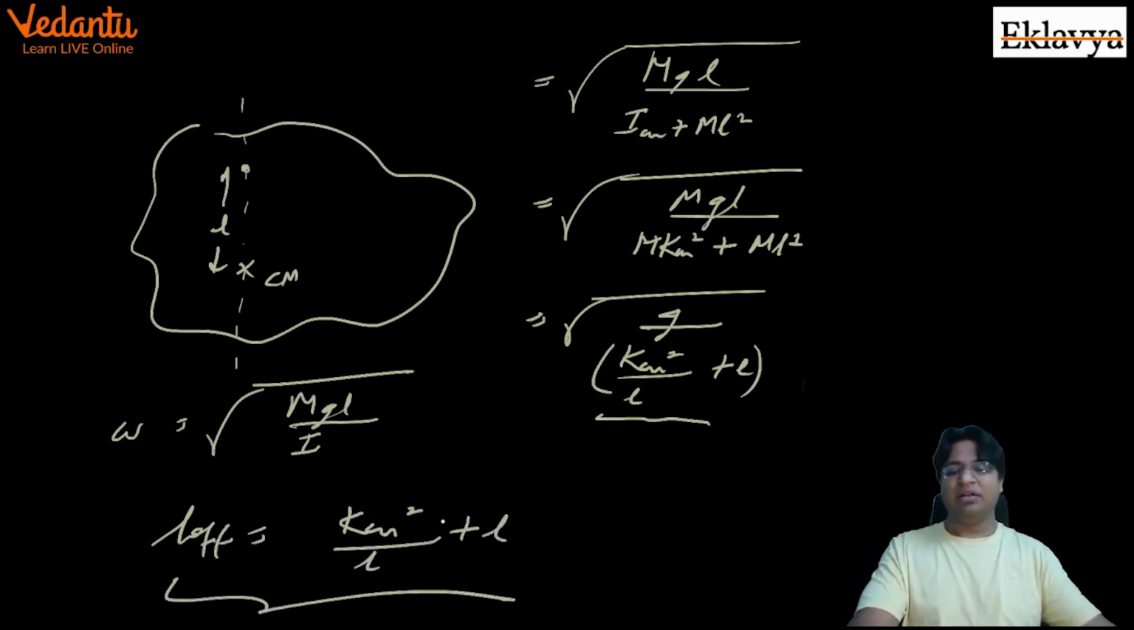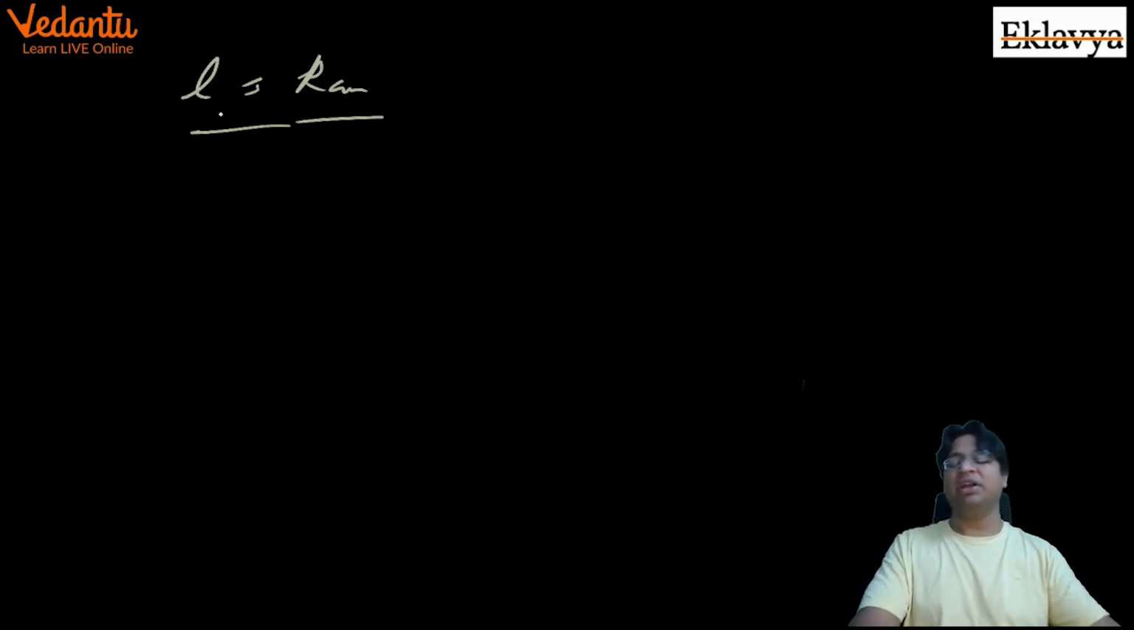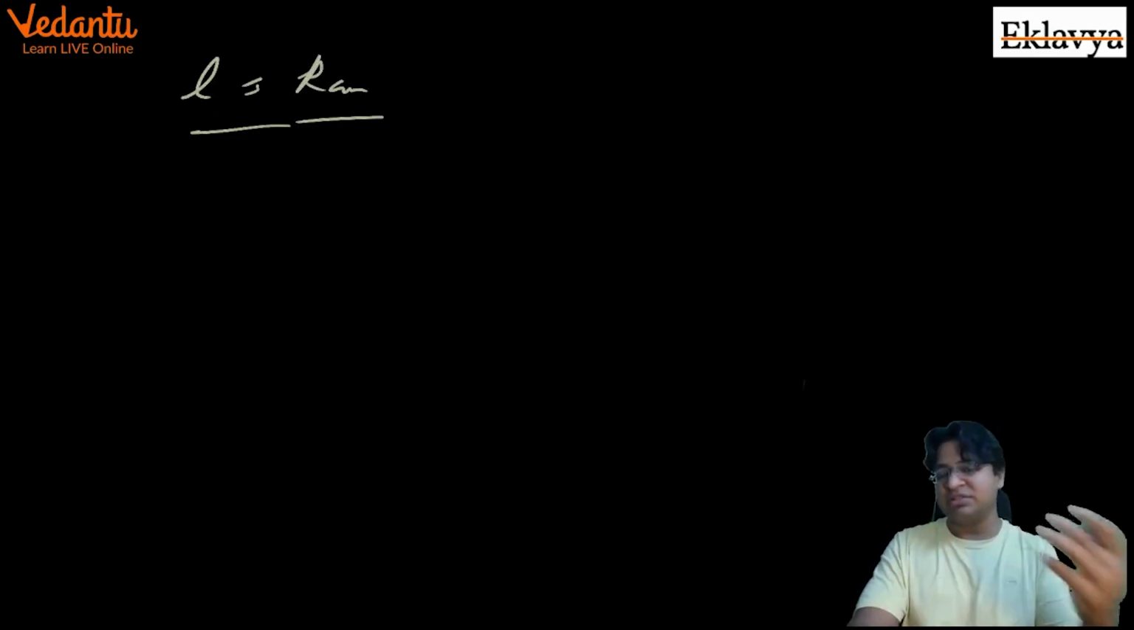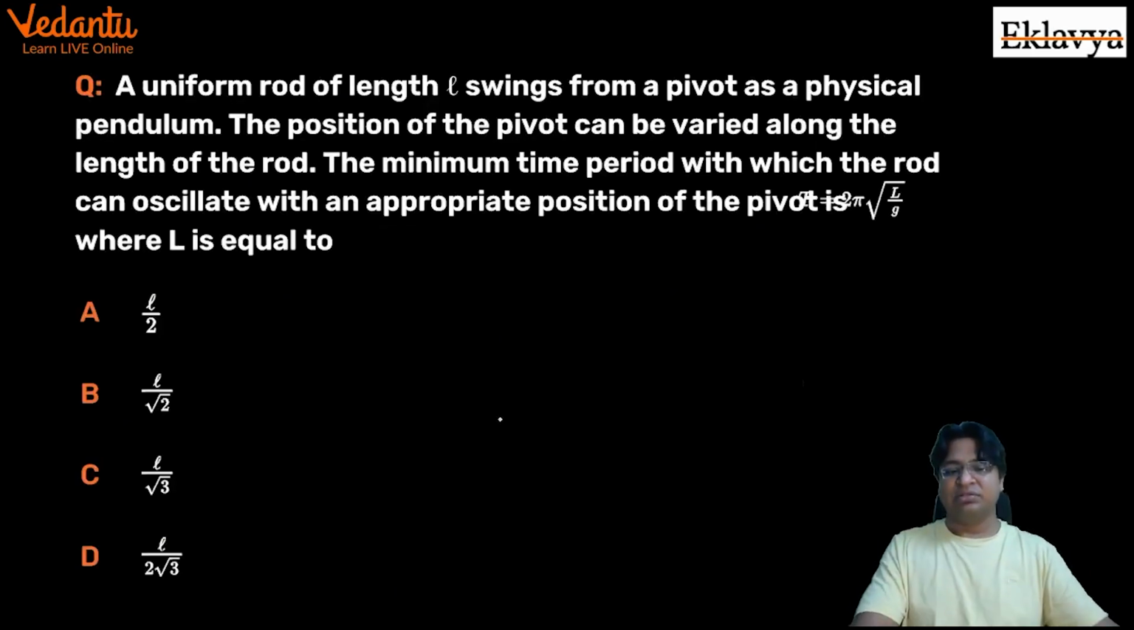From here we can also discover that when we put L equal to kcm, at that time we get the minimum time period. So again, this is a standard result. If you are aware of that, you can straight away get the answer. For a rod, kcm is L by root 12, and that is going to be the answer. So if you're aware of these standard results, you can save so much time.